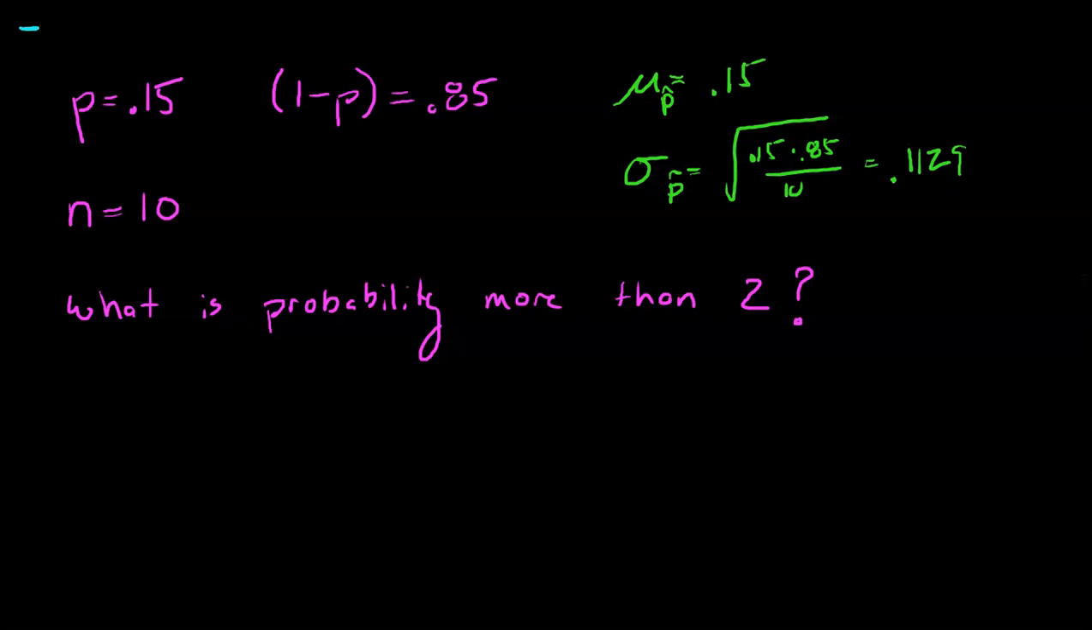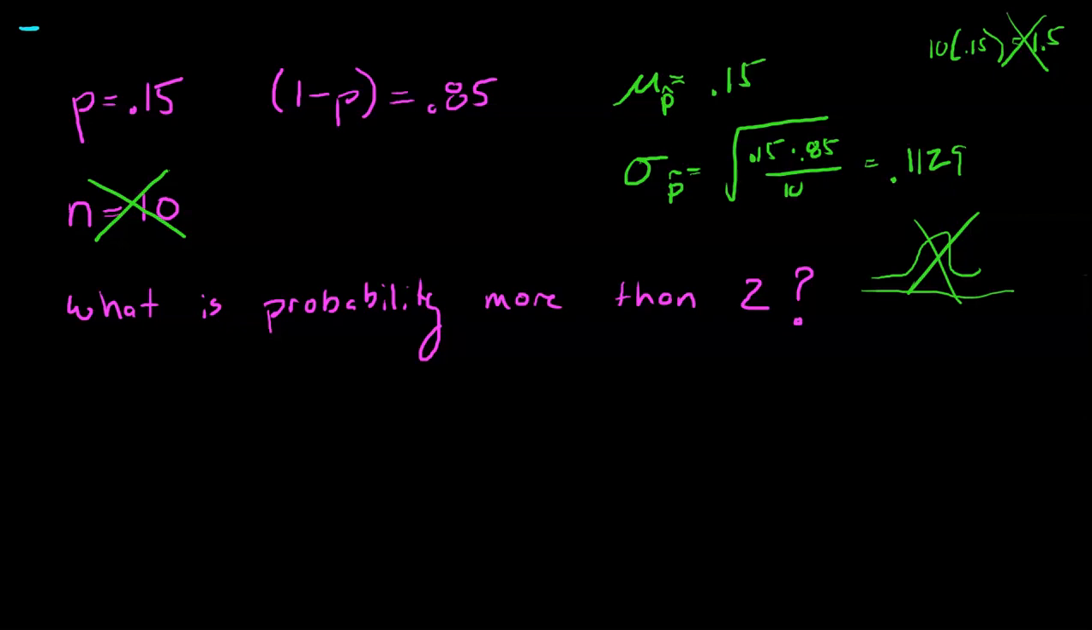But now I run into a problem because I want to use the normal model. But guess what? You can't. Because with only 10 jelly beans, and I expect 15% to be green, that's only 1.5 successes. That's not big enough. So sorry, because my sample size is not big enough, I actually cannot use a normal model to answer this question.